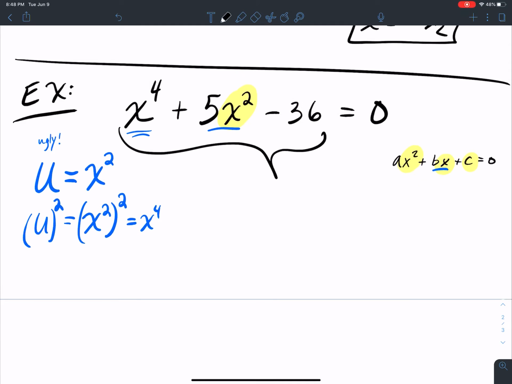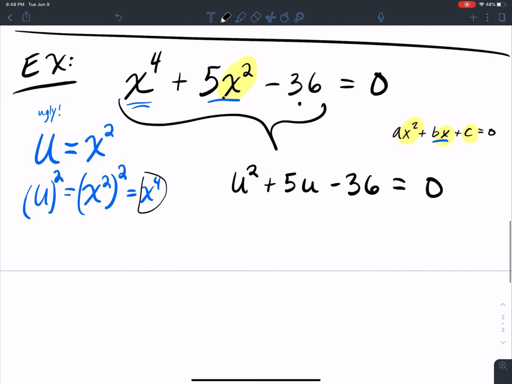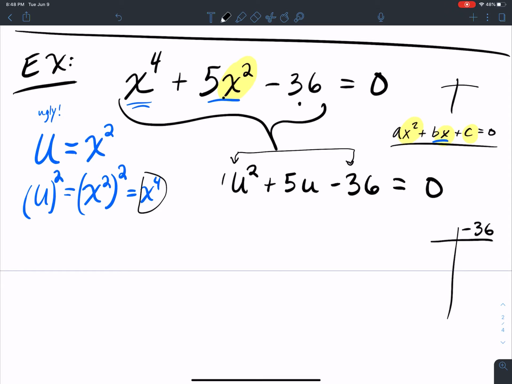This becomes, well, x to the 4th is equal to u squared. This becomes plus 5u, and this is still minus 36 equal to 0. And now we're in this form where we can use our trinomial t-chart. The trinomial t-chart says multiply to negative 36 and add to 5. Is that possible? 9 and 4. Negative 4 plus 9 gets me 5.